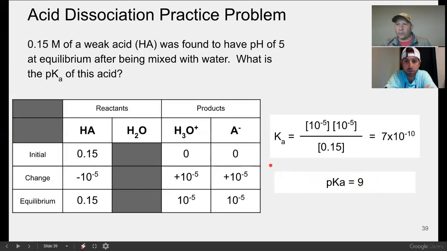Yes. I think, what was the last one? Was it 7? 7 point something, I think. Yeah, so we had 9 here, we had 7, and then the acetic acid was about 4.7. So this is the weakest of all the acids that we've dealt with, right? Yep, and that's how you find it, folks.